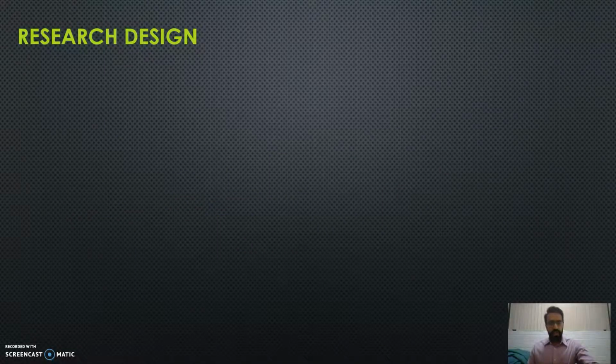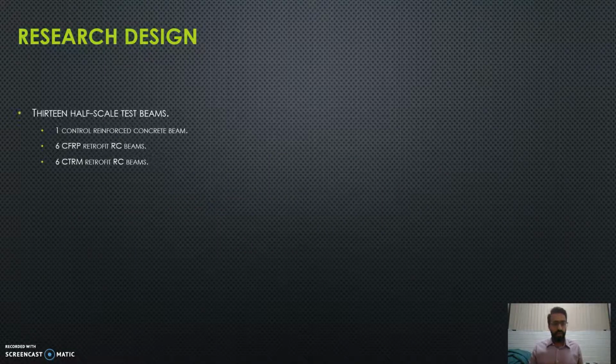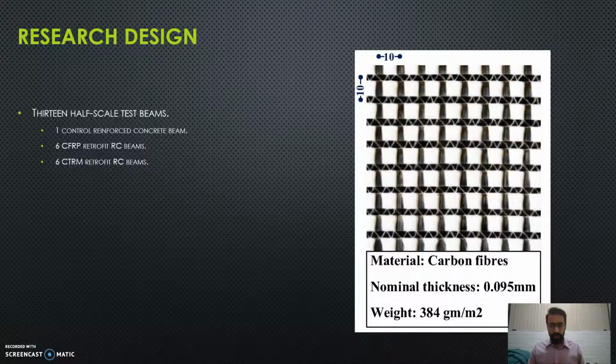For the research design, we came up with the idea of using 13 half-scale test beams. We decided to use half-scale test beams because the increased quantity on a lower scale would enable us to have more data points, which would make our findings more reliable. One of the beams would be the control beam naturally. 6 would be reinforced with FRPs, while the other 6 would be reinforced with TRM. We are going to use carbon fiber textile as the reinforcement simply because it is the most popular one.